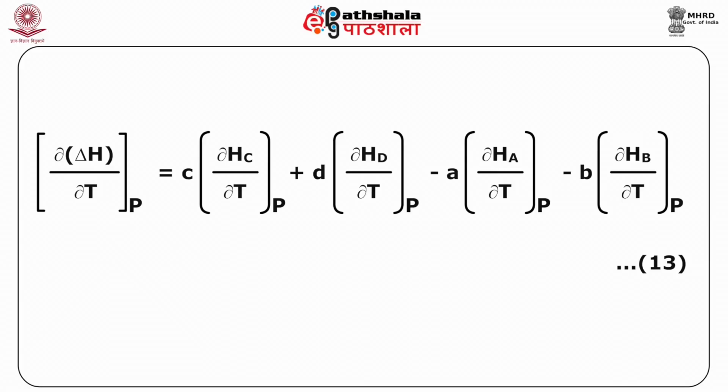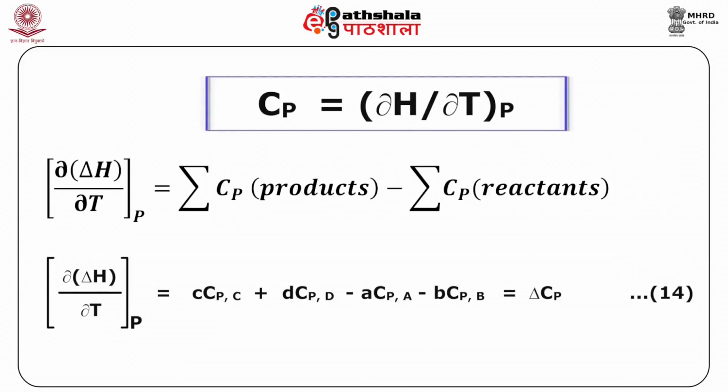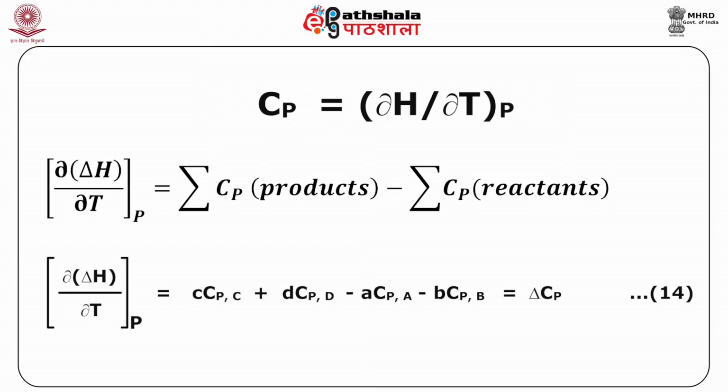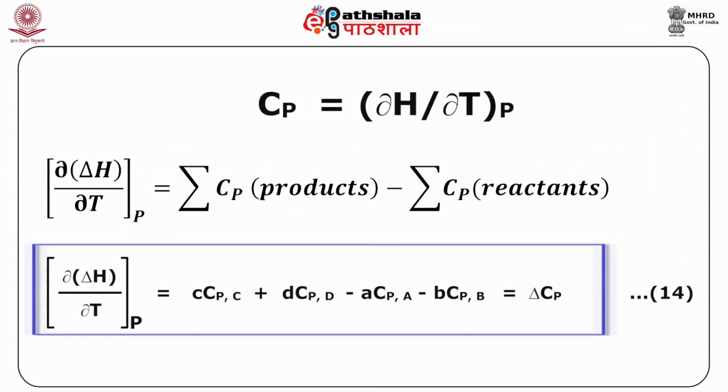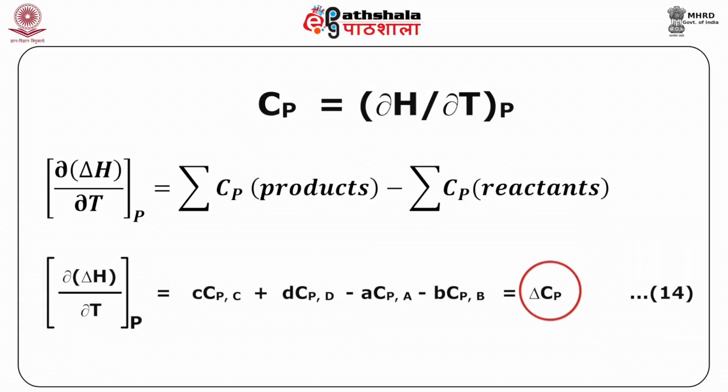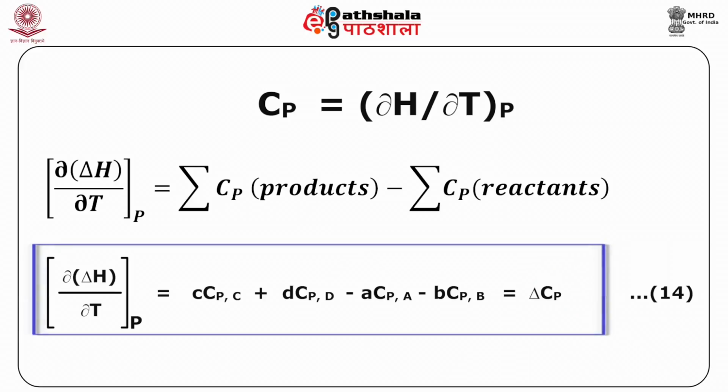Differentiating equation 12 with respect to temperature at constant pressure, we get equation 13 as, since Cp is equal to dH by dT at constant pressure, therefore equation 13 can be written as, or it can be written in the form of equation 14 as, where delta Cp is the sum of heat capacities of products minus the sum of heat capacities of the reactants. Equation 14 is known as the Kirchhoff's equation.